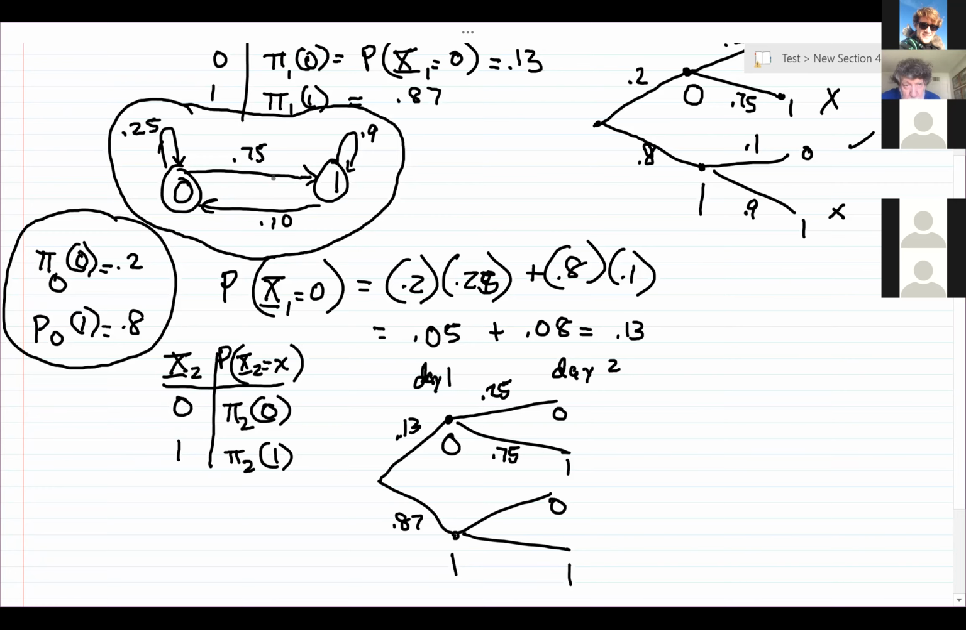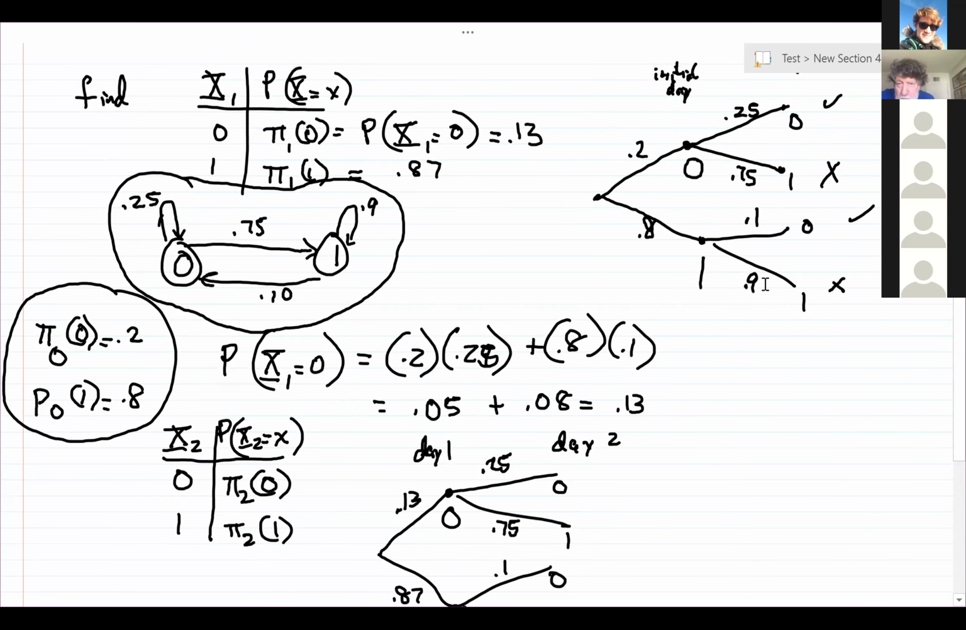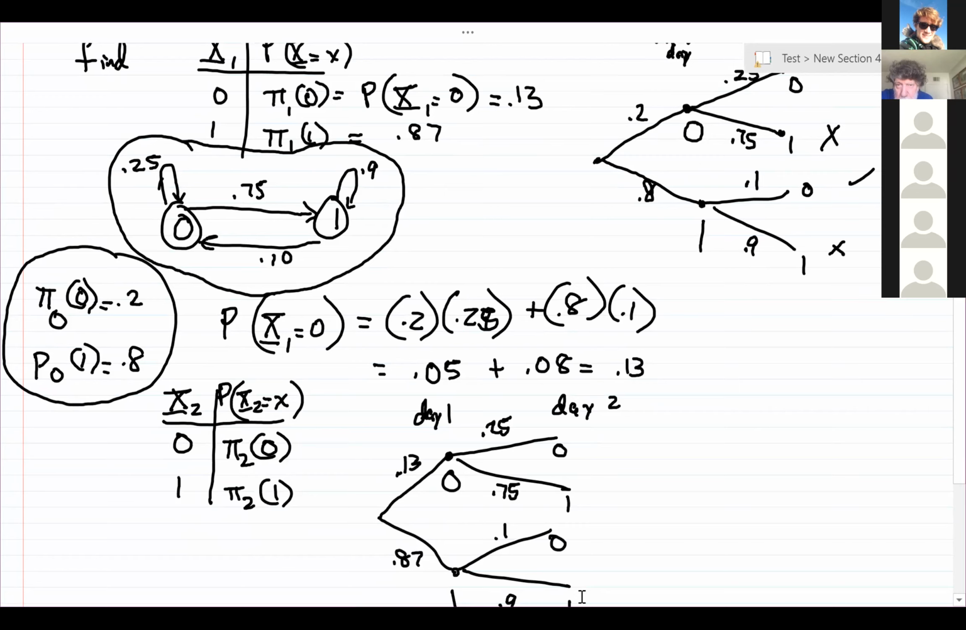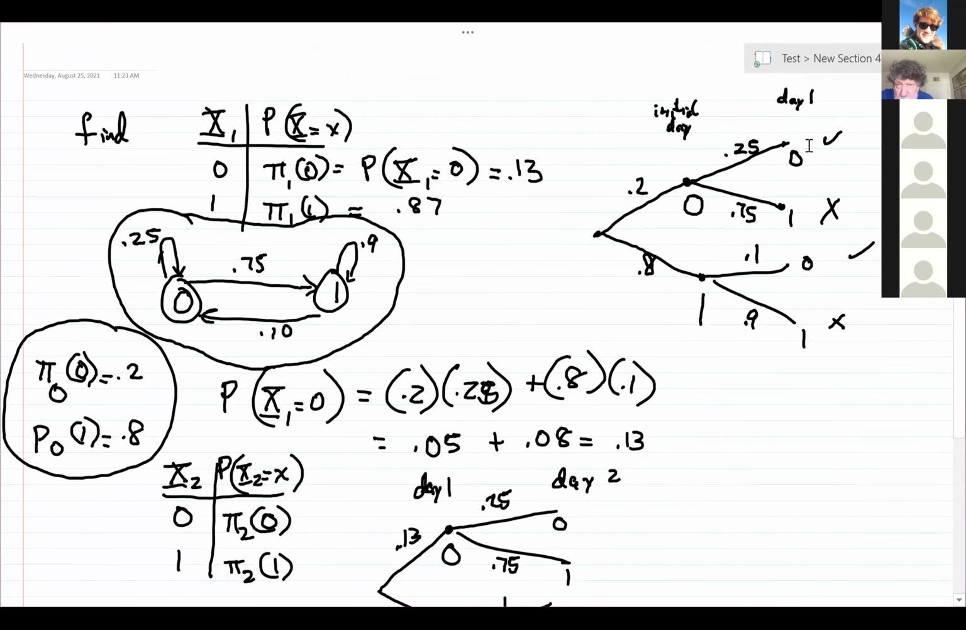You can get those from this picture. The chance of going from a working state to a broken state in 1 day's time is 10%. And the chance of going from working to working is 90%. So what you should do is compare this tree up here to this one over here. From here, we're going from initial day to day one. We had the initial distribution to be 0.2, 0.8, and these were the transition probabilities.